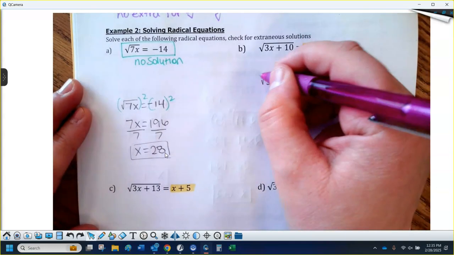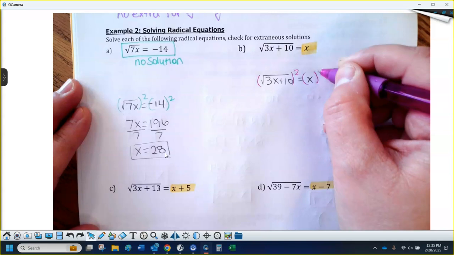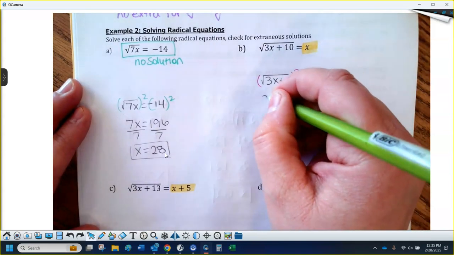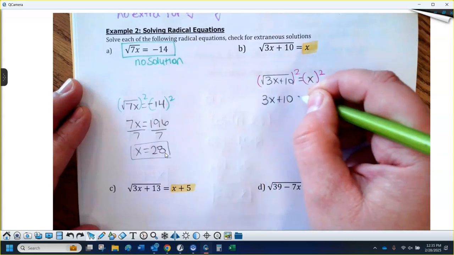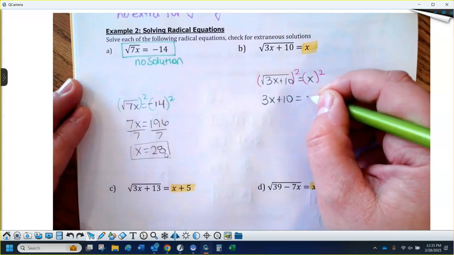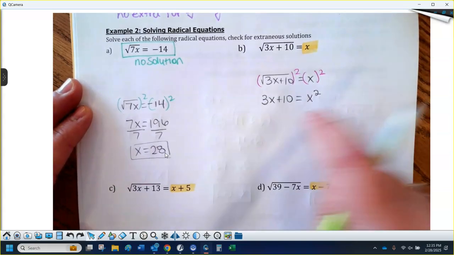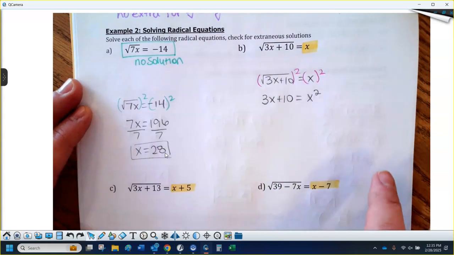You already got the radical by itself. And I'm not going to lie to you, these questions on the back are harder than the ones on the front. So square root and squared cancel each other out. I get 3x plus 10. The other side would become x squared, and now we have a quadratic because I have an x and an x squared, which we cannot put together.